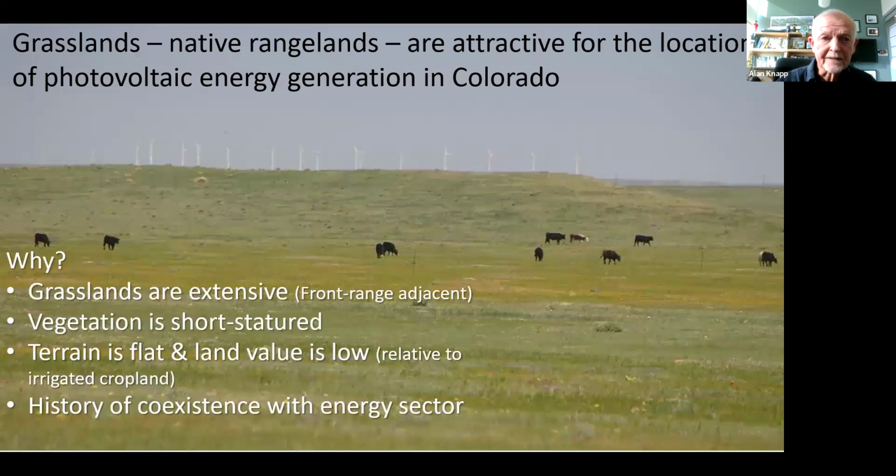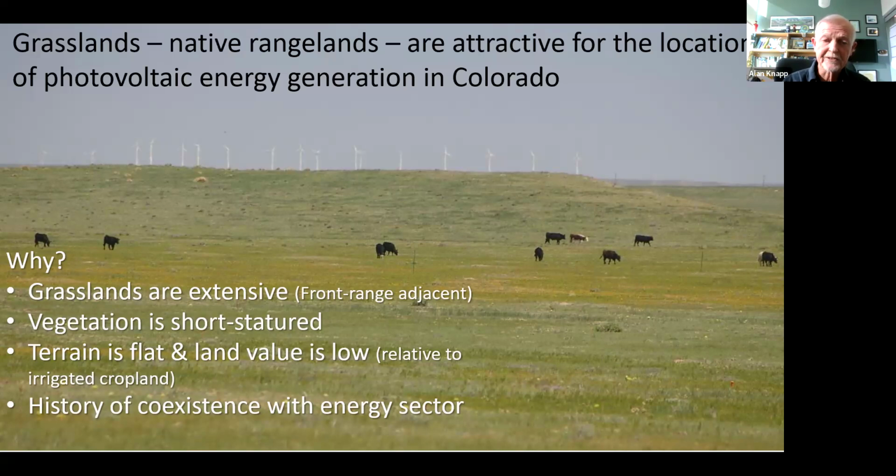Sorry, I went the wrong direction. So our interest then is thinking about where in Colorado these large utility scale solar arrays might exist. Many of you, of course, have probably been to Colorado. Everyone goes to the mountains, but about 40% of the state is actually covered in grassland. And we think these native rangelands and grasslands are likely locations of the utility scale solar in the state. And we think these are attractive for a number of reasons.